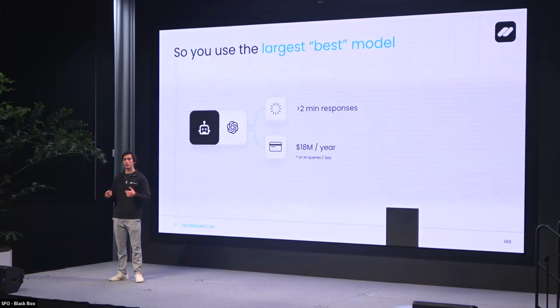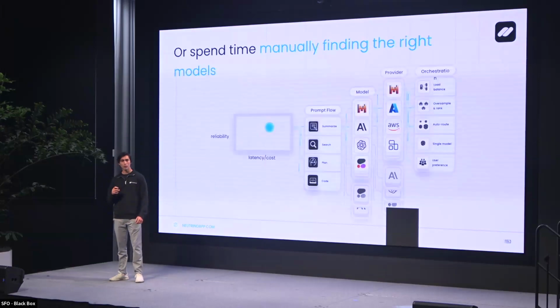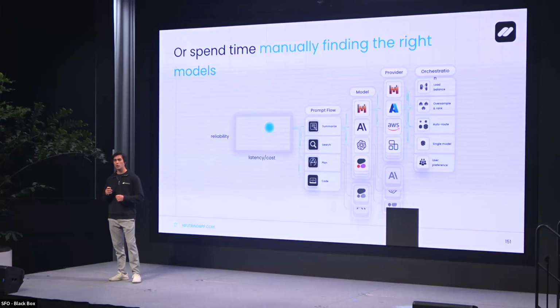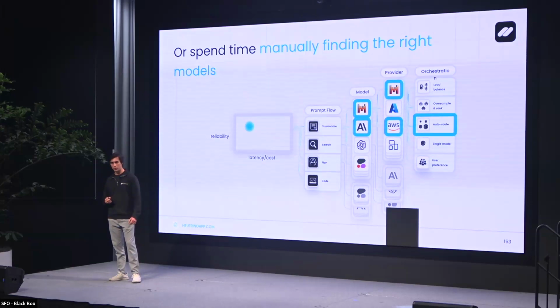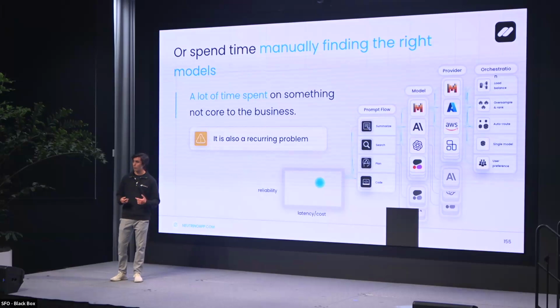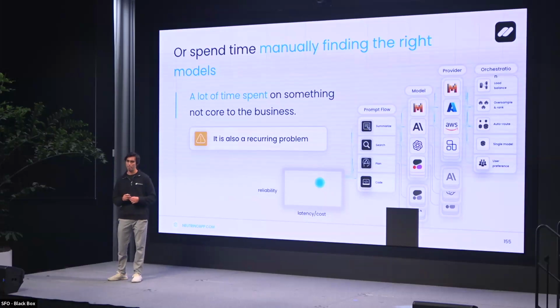So you improve your prompt engineering, use the largest, most powerful model, but then you're stuck with an application that's too slow and expensive to run. You could also spend time manually finding what are the right models to use for your application. This involves setting up benchmarks, evaluations, to figure out the right combination of model, provider, and orchestration strategy to best leverage these models. And this is a lot of time spent on something that's not really core to the business. It's also a recurring problem that needs to be repeated over and over again with new model releases and changes to the application that may impact model performance.